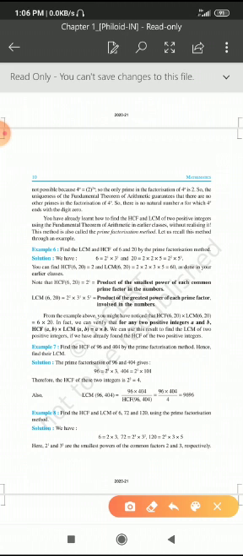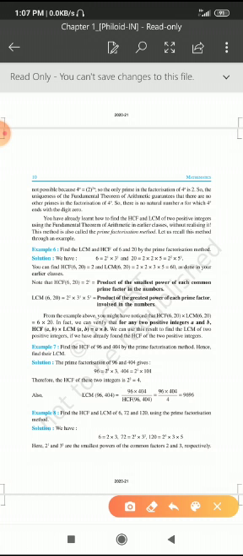See, HCF is equal to the product of the smallest power of each common prime factor in the numbers. First, you have to prime factorize all the given numbers, and to find the HCF, you have to multiply all the smallest powers of each common prime factor in the numbers. And to find the LCM, take the product of the greatest power of each prime factor involved in the numbers.